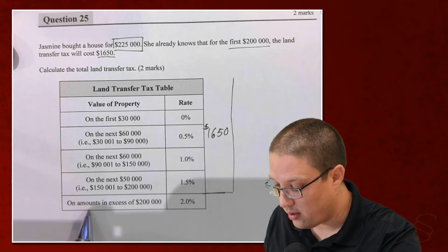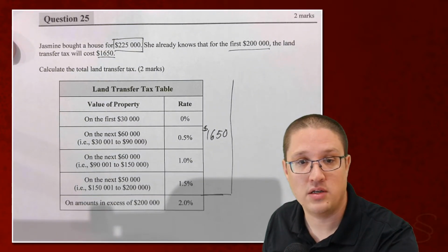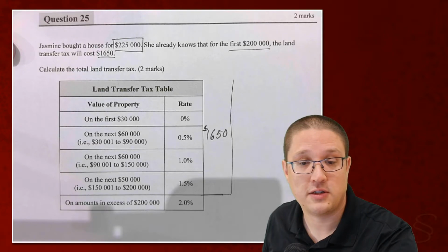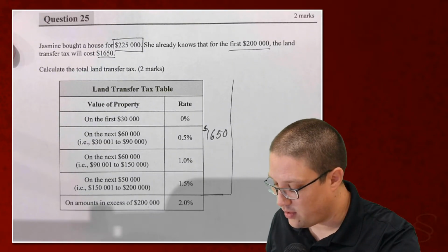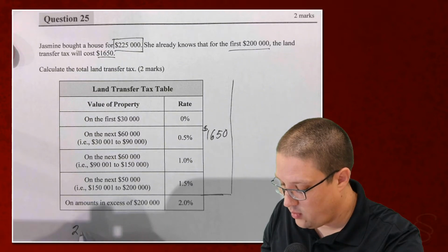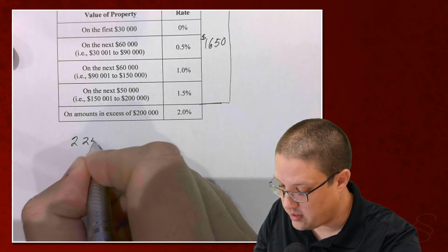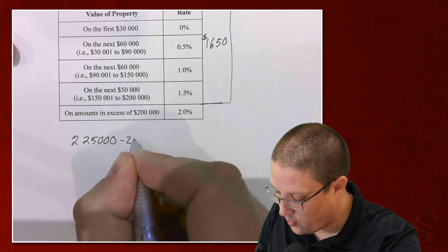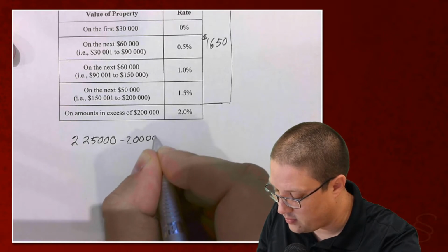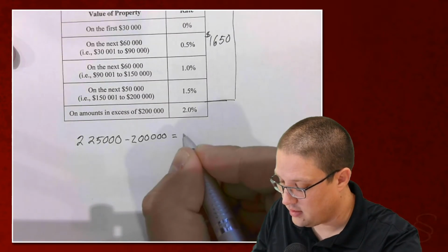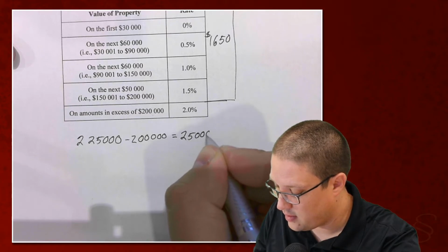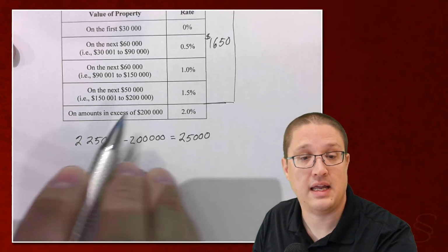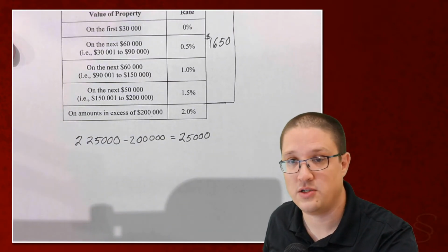You can also look and say on amounts in excess of $200,000. So everything below $200,000 is already given to us. In excess of $200,000, well, her house price is $225,000. How much in excess is that? We can just subtract that $200,000, and you can do that in your head quite easily. That works out to $25,000. Great. This is how much she has in excess of $200,000.